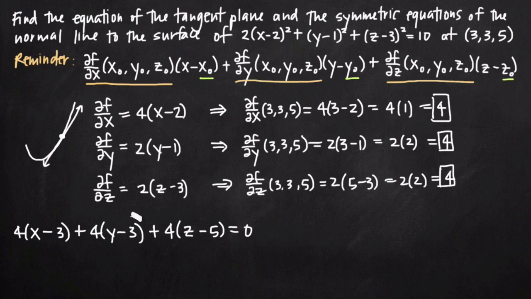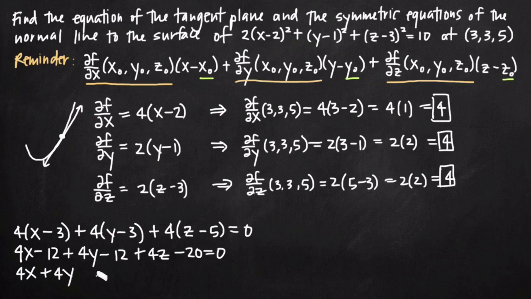Now we could leave it like this, but it's helpful to multiply through here, expand these polynomial terms to see if we can simplify any further. So if we distribute the 4 across the x minus 3, we'll get 4x minus 12. If we distribute the 4 across the y minus 3, we'll get plus 4y minus 12. Distribute the 4 across the z minus 5, we get plus 4z minus 20 is equal to 0. When we simplify here, we get 4x plus 4y plus 4z, and then we have minus 12 minus 12 is minus 24. Minus 20 is a negative 44.